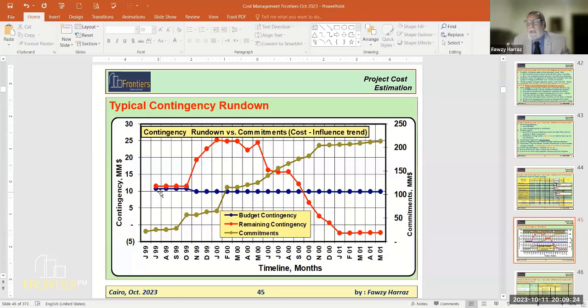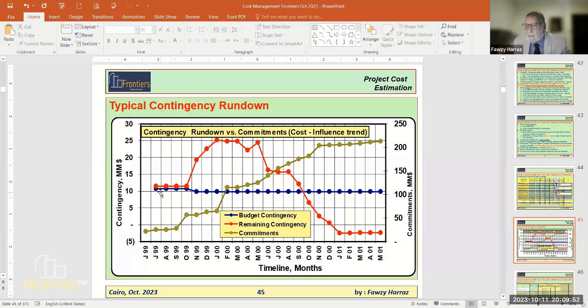Then, if you order the HVAC system, you have estimated 50 million. And the actual purchase order ended up with 55 million. So there is an increase of 5 million. This 5 million is taken from the contingency. So it brings the contingency down.